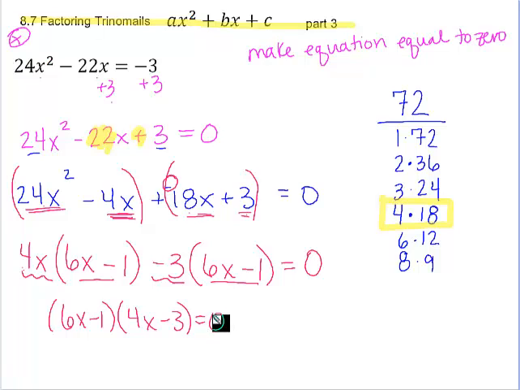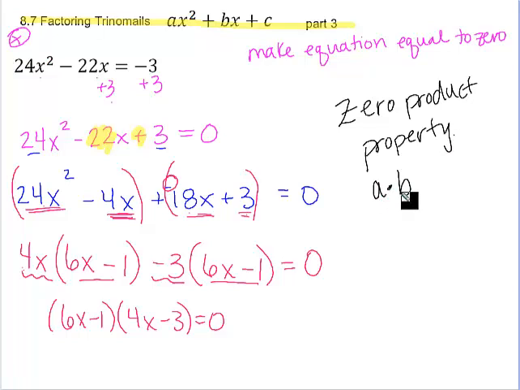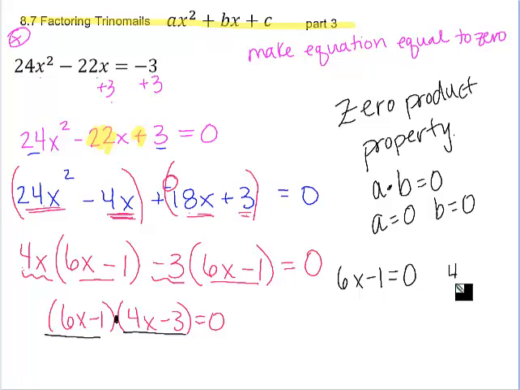So now here, this is where we need to recall what we talked about last week. What we talked about last week was something called the zero product property. Zero product property tells us that if we have two things that are being multiplied together to give us 0, one of them has to be 0. So here we have two things being multiplied together to give us 0, so one of them has to be 0. So the 6x minus 1 has to be 0, or the 4x minus 3 has to be 0. And now we solve it.